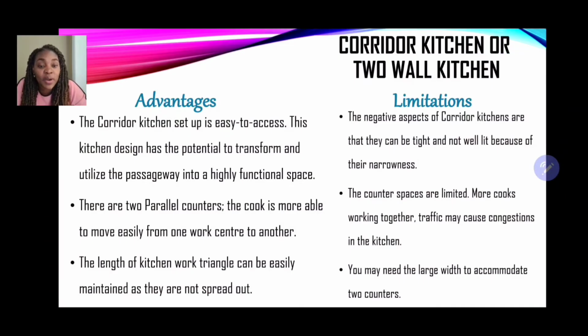There are two parallel counters. The cook is more able to move easily from one work center to the other. The length of the kitchen work triangle can be easily maintained as they are not spread out, right? And remember that length is not to exceed what? 22 feet, all right?